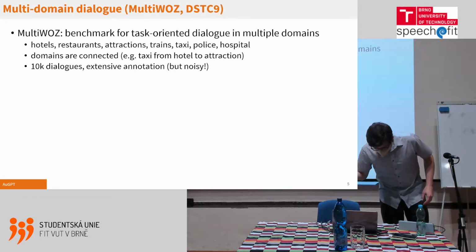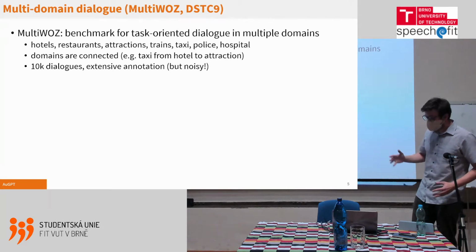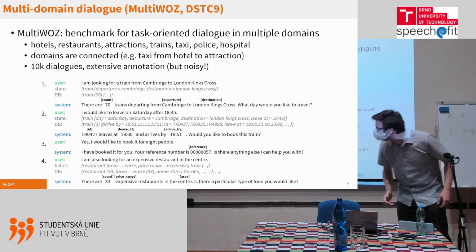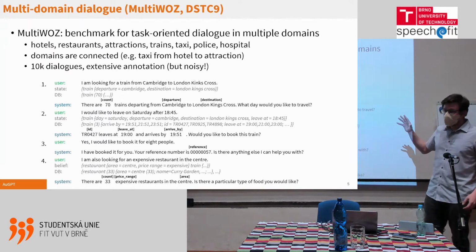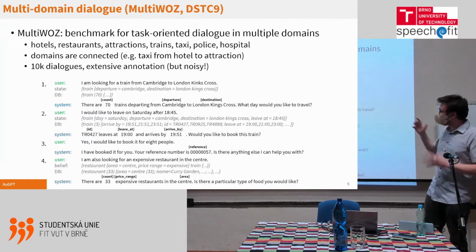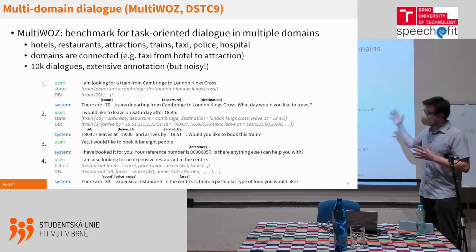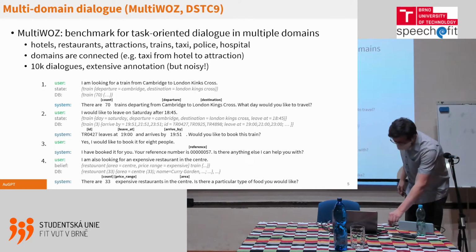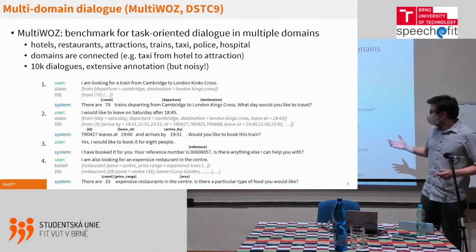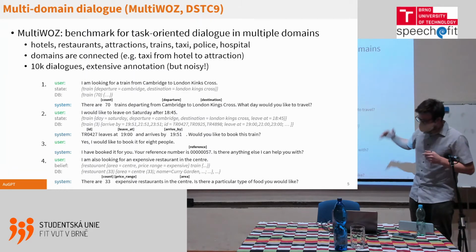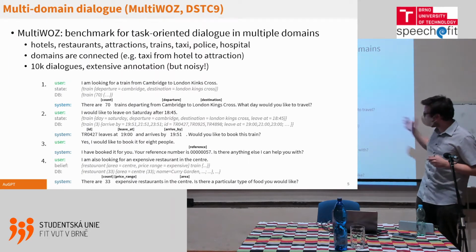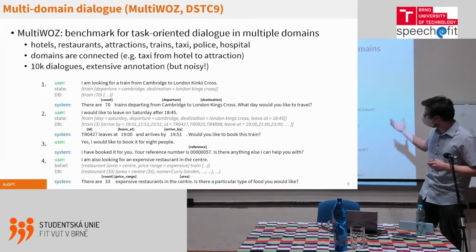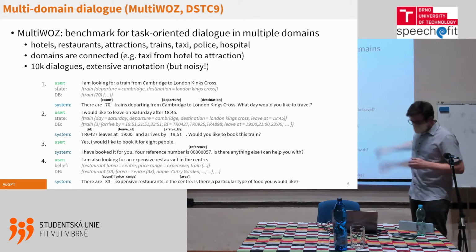You have around 10,000 dialogues, and I can imagine how much it costs to collect these. They were collected by connecting two real people over the internet. They were both given tasks. One was the tourist, the other was the system or the agent, and they did the whole dialogue. The tourist had a task assigned, like what kind of restaurant they were looking for, or what they want to do in Cambridge. And then there is a lot of annotation to that.